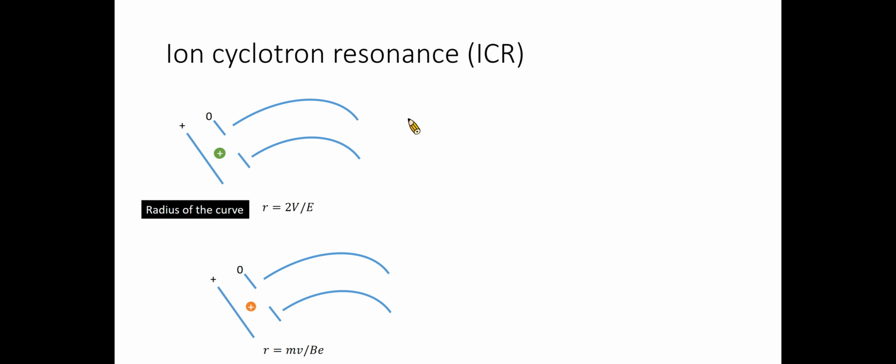Ion cyclotron resonance (ICR) is a phenomenon that occurs when charged particles such as ions are subjected to a magnetic field or oscillating electric field at the same time. The force exerted by a magnetic field of strength B on an ion of charge Q moving with velocity V is QV multiplied with B.